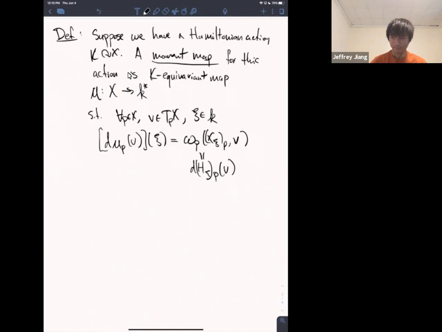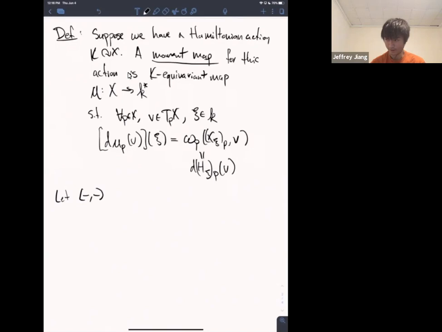Okay, so now fix an inner product on k dual invariant under the coadjoint action.